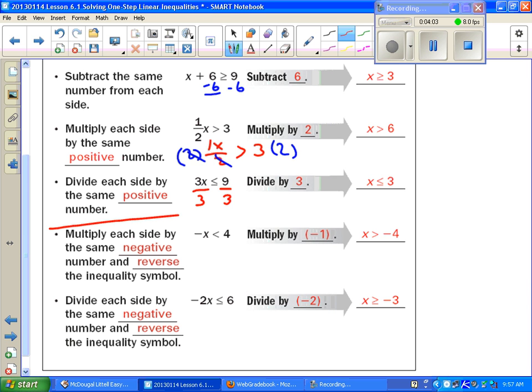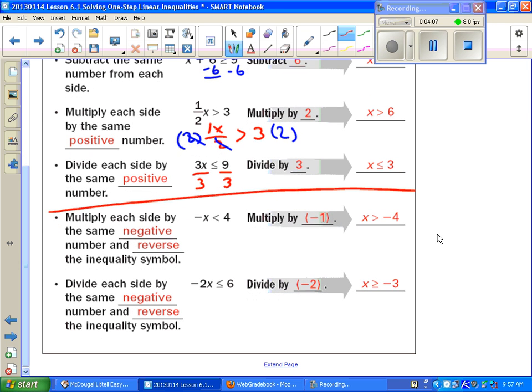Okay, and then the next part is the two that are different. When it says multiply each side by the same, that blank has to say negative number and reverse the inequality symbol.